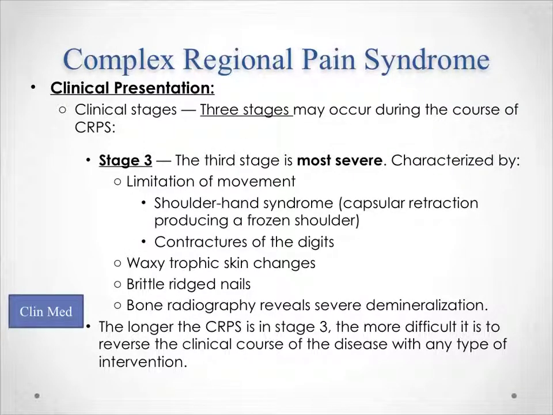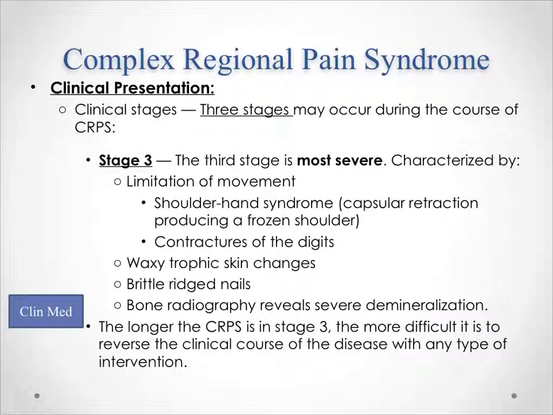The third stage of the syndrome is by far the most severe, characterized by a severe limitation of movement. In fact, folks here with the shoulder-hand syndrome can actually get a frozen shoulder as a result of this. You get contractures of the digits, you get significant waxy skin changes, brittle nails, and at this point, radiography of the bones will definitely show a severe demineralization.